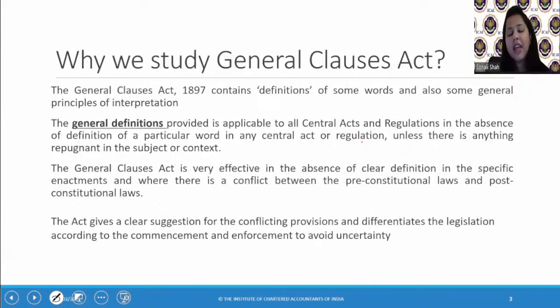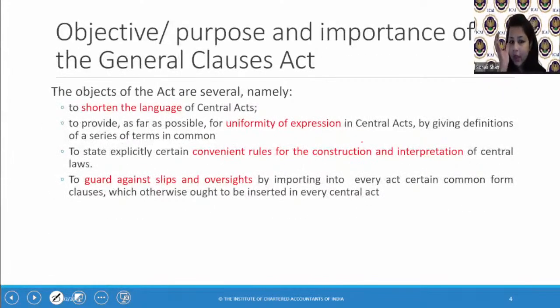So wherever there is a lack of clarity of definition, or no definition has been provided, or there is a conflict between pre-constitutional laws and post-constitutional laws, in all those cases, the General Clauses Act becomes handy. Is that clear?